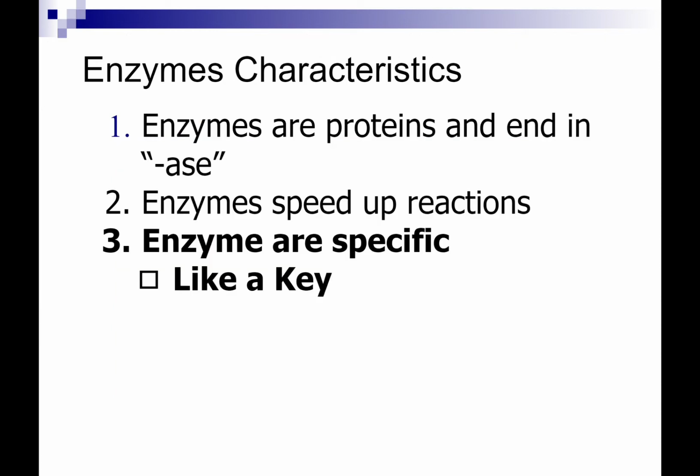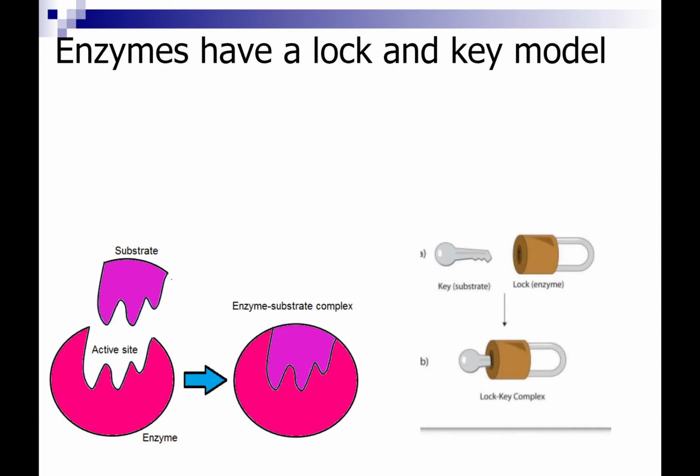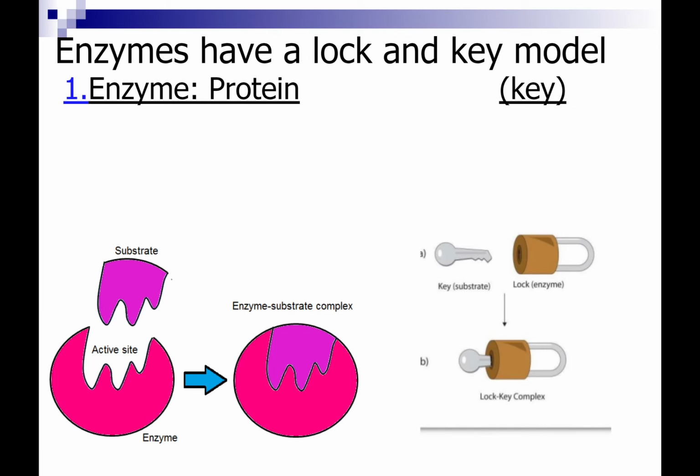Number 3, enzymes are specific just like a key. We call this the lock and key model. So number 1, enzymes are like the key, because keys are a specific shape.